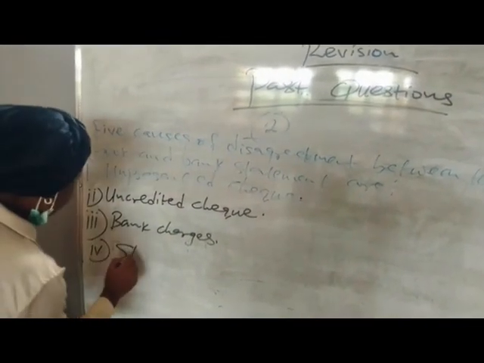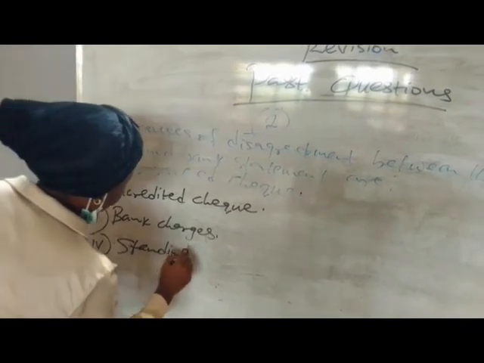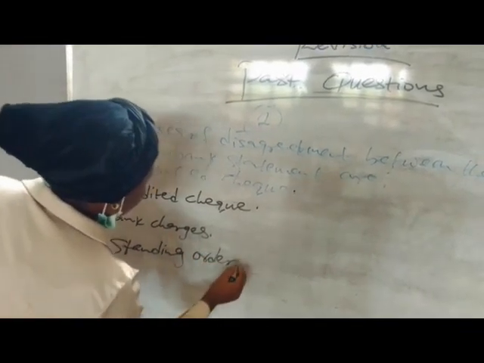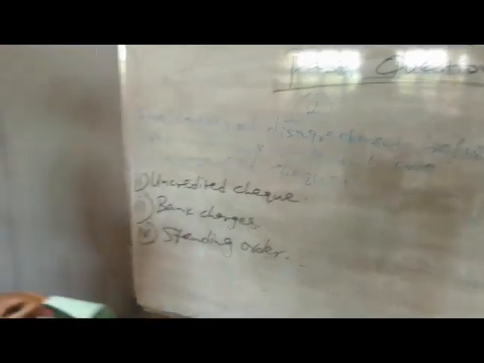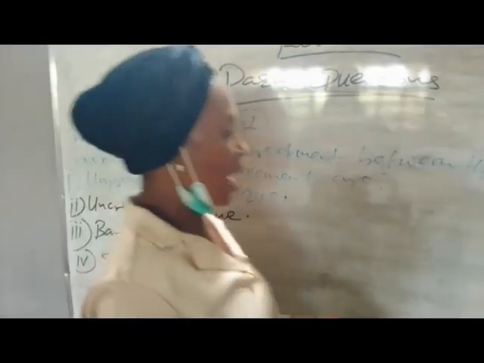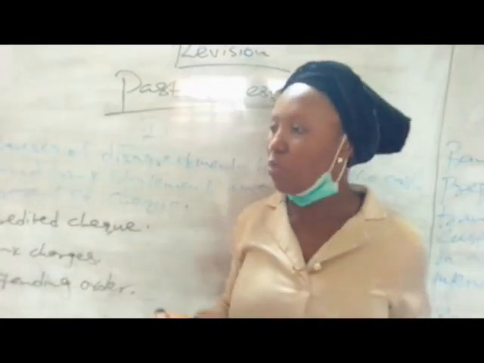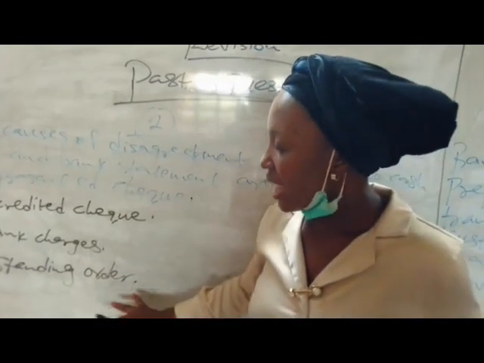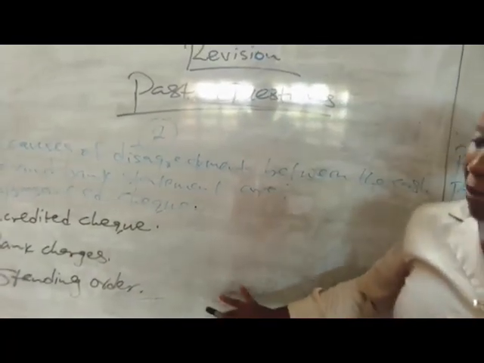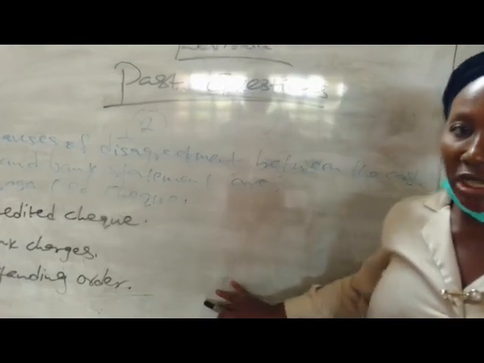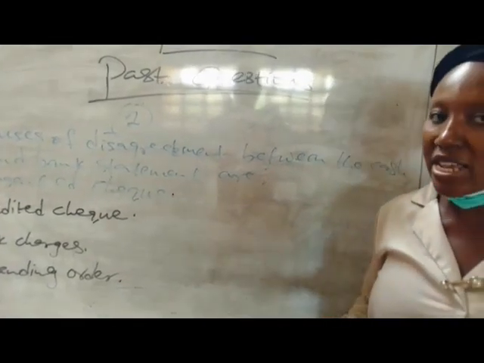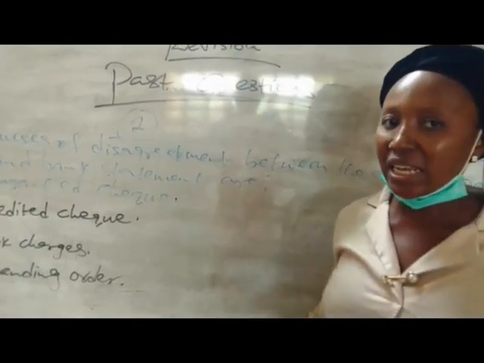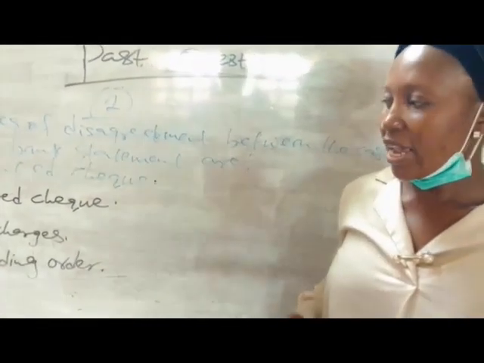Number 4, we have standing order. Standing order is an instruction given to the bank by an account holder to pay a certain amount of money into a named person's account. I repeat, a standing order is an instruction given to the bank by a customer to pay a certain amount of money into the account of a certain individual.